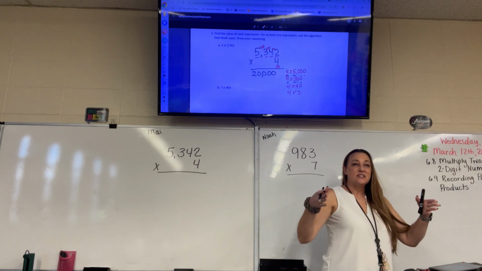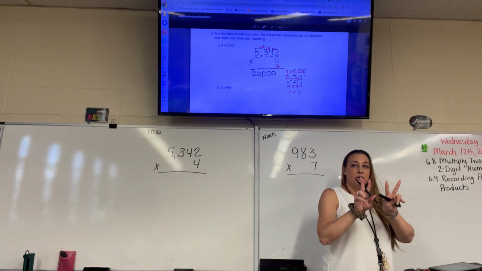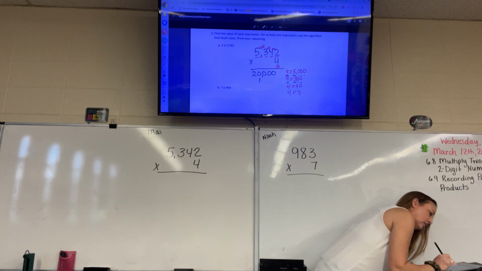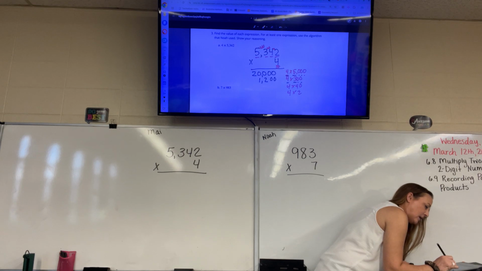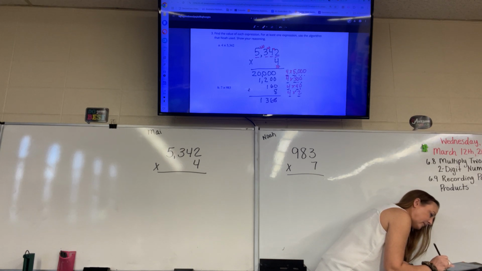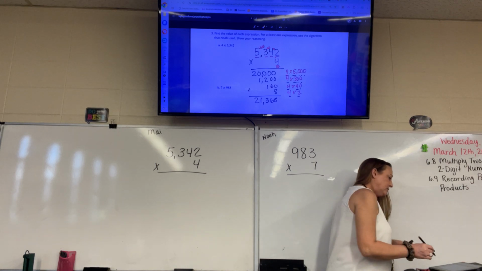So how many digits is that all together? 12 with 2 zeros. Shout it out. 4 digits. So that means I'm going to go 1, 2, 0, 0. Line up your commas. Then I'm going to do 4 times 4, which is 16 with 1 zero. Then I'm going to do 4 times 2, which is 8. And last, I'm going to add them all up. 21,368.